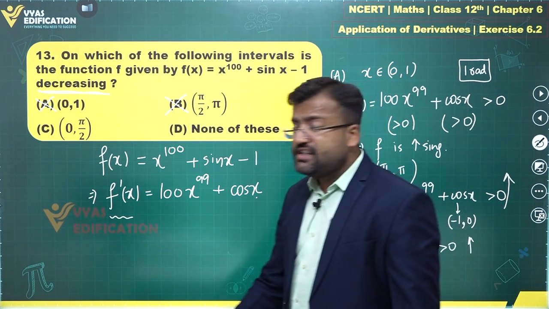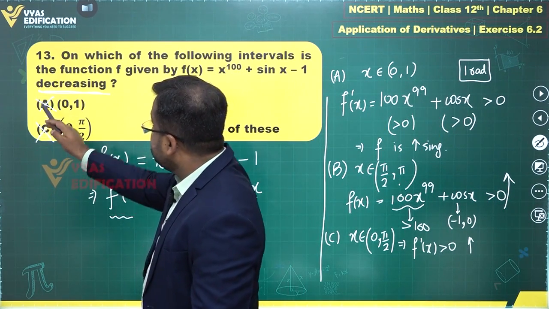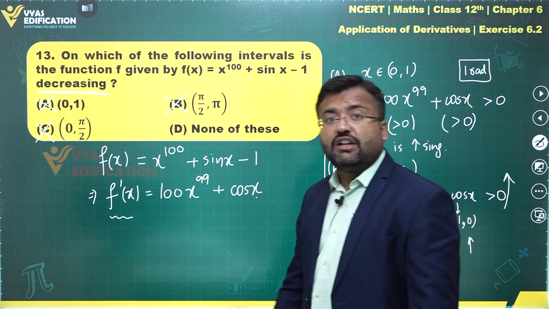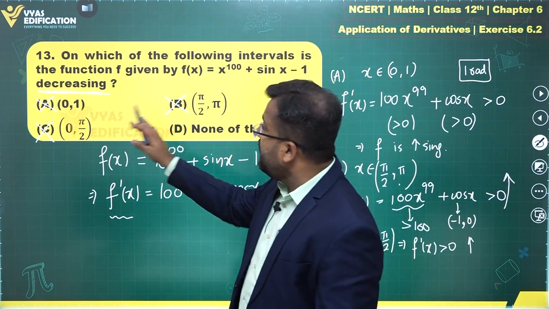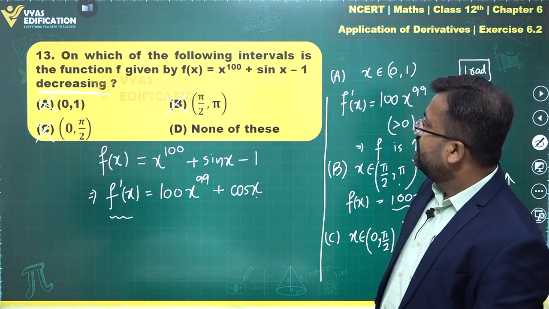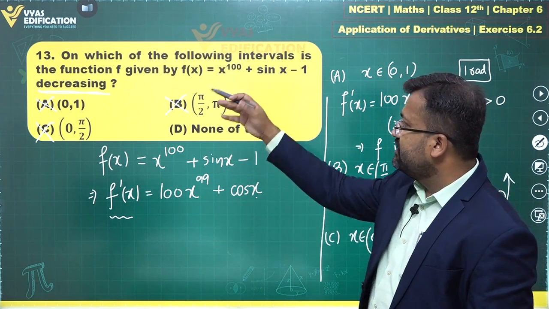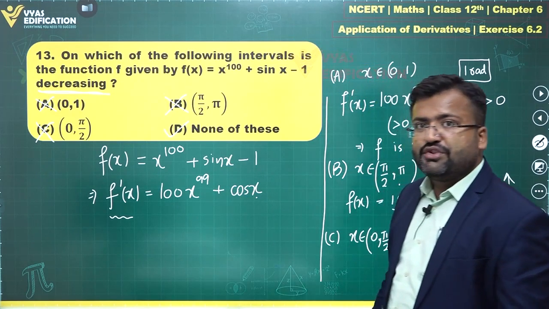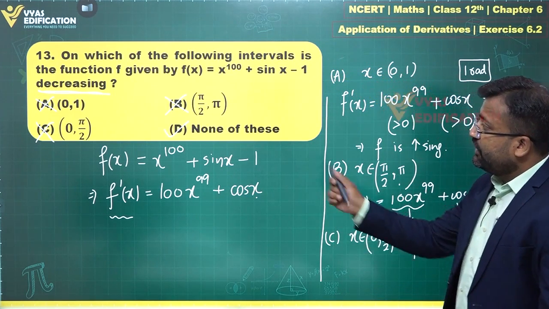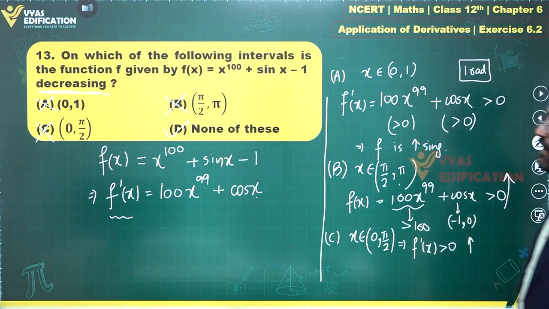The function is not decreasing in any of these intervals, right? The function is increasing in A, B and C. On which of the following intervals the function f given by this is decreasing? None of these options is correct. Therefore, option D is the correct answer for this question, as you can clearly see over here.